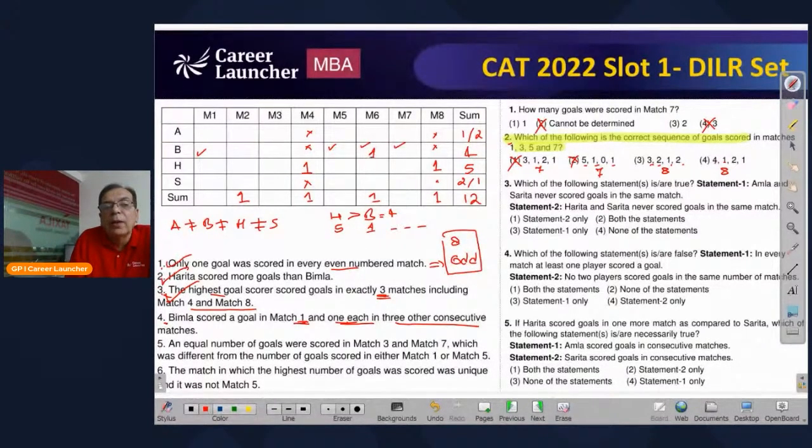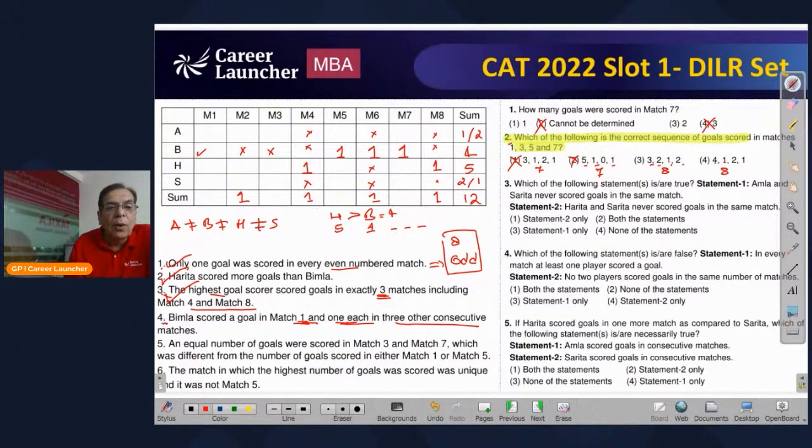Obviously, match 6 is going to be 1 goal only, because in match 6 only 1 goal was scored. Which obviously means she cannot score in match 2 and 3. She has scored 1 each, so this has to be 1. Let me just erase some stuff and make it a little more neat and clean for you. So it is 5, 6, and 7. And by the same logic as earlier, that means match 6, this is the situation.